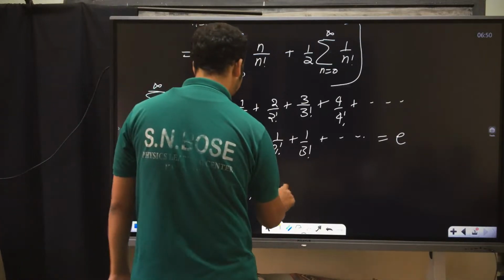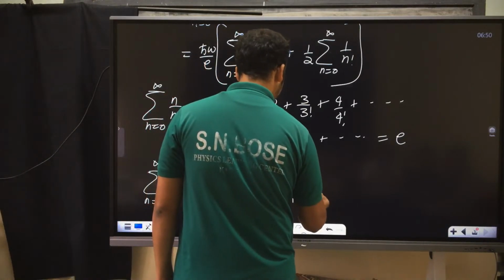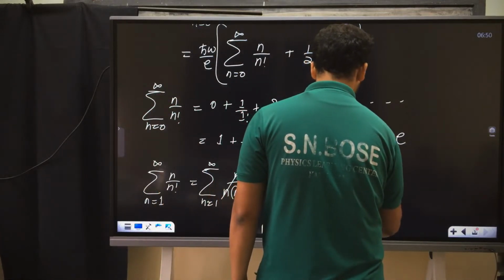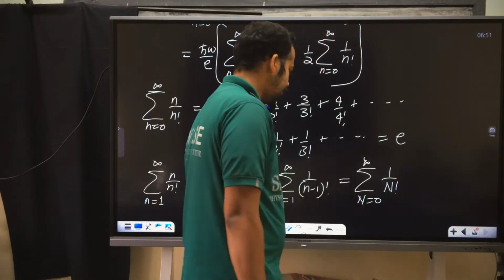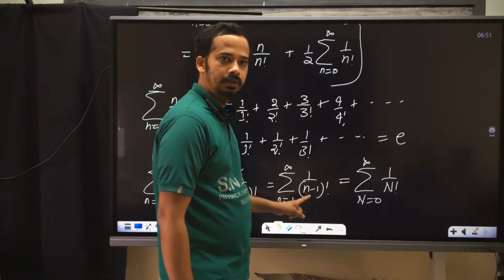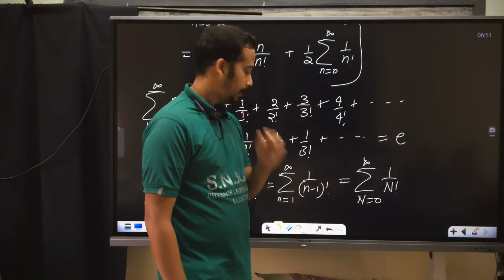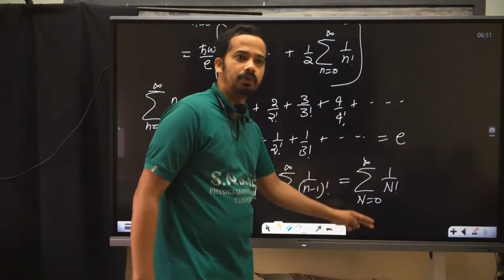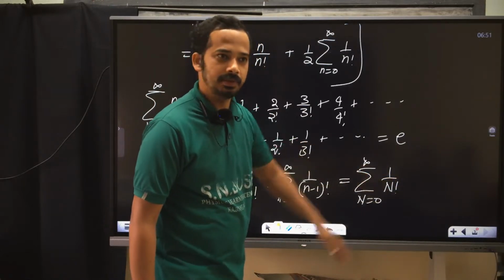Just check this out. What I'm trying to prove here: summation n equal to 1 to infinity, 1 by (n minus 1) factorial, is equal to summation over n equal to 0 to infinity, 1 by n factorial. Am I right? Here n starts with 1, but you have n minus 1. That's equivalent to n starting with 0 and you have n. I'll start n one step lower and increase n by n plus 1. What do you say? That is same as earlier.